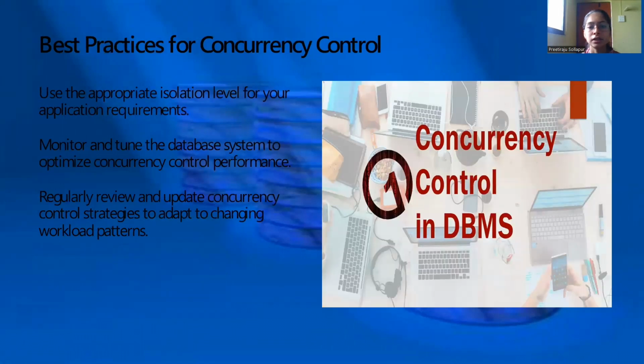Best practices for concurrency control. Use the appropriate isolation level for your application requirements. Monitor and tune the database system to optimize concurrency control performance. Regularly review and update concurrency control strategies to adapt to changing workload patterns.